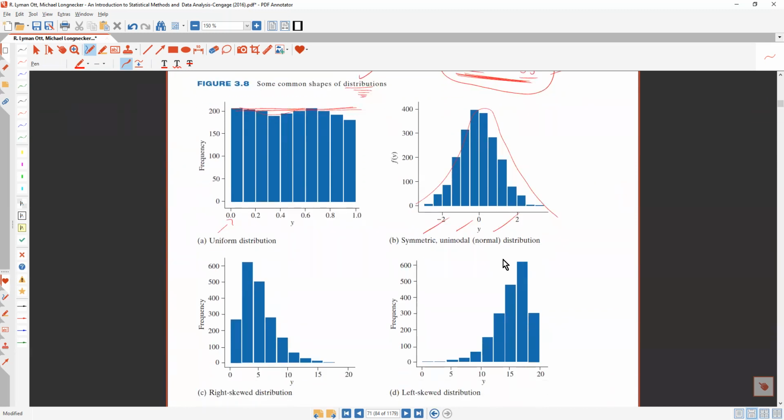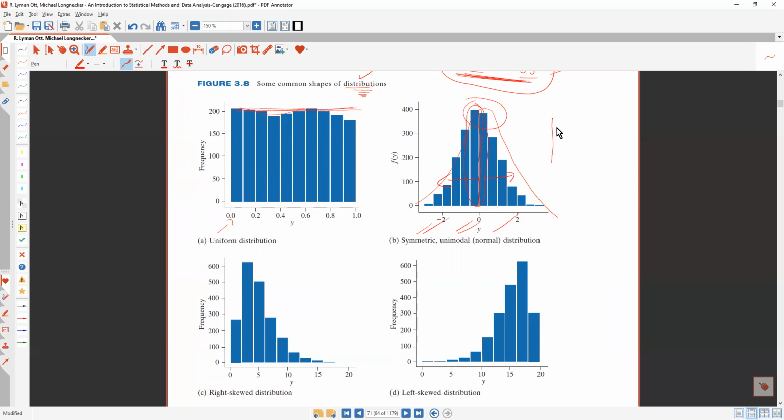It's symmetric. What makes it symmetric? Well, it's approximately symmetric. If I cut it in half, this side is a mirror image of this side. Again, this is not a perfect distribution. Notice that those bars are not the same height. So this is an approximation of symmetrical. It's definitely unimodal. It only has a single mode up here. So the most frequently occurring score is around here.